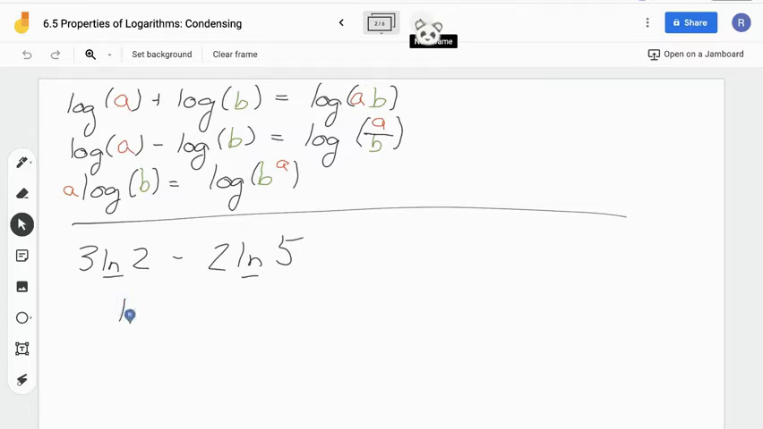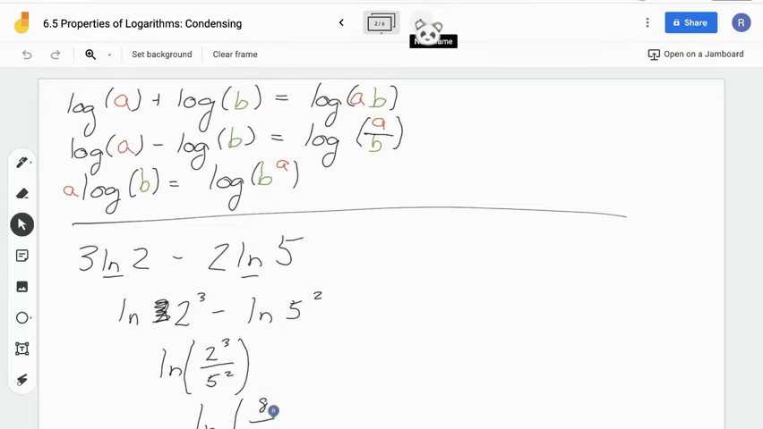So I'm going to just take the first step and go natural log of 2 cubed minus the natural log of 5 squared. Now remember, as I subtract that, I'm going to get the natural log of 2 cubed divided by 5 squared. Now really, if we want to condense this all the way, we're going to go ahead and find what those numbers are. So 2 cubed is 8. 5 squared is 25. So here's our condensed version of what we started with.